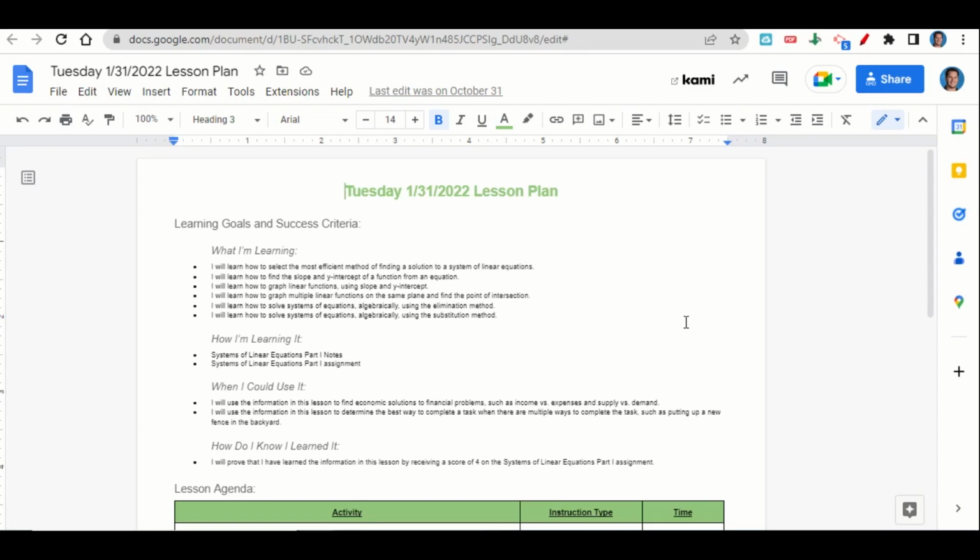How are we learning it? Through the Systems of Linear Equations Part 1 notes and the Systems of Linear Equations Part 1 assignment.